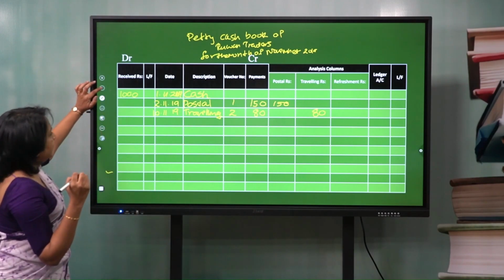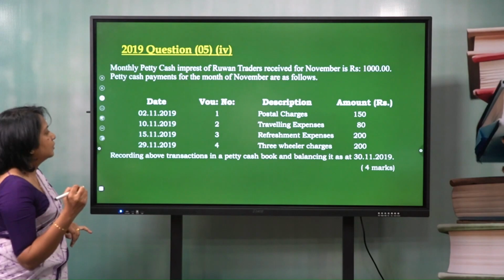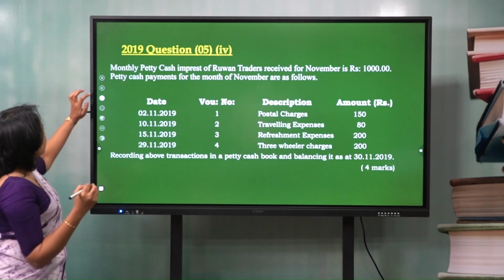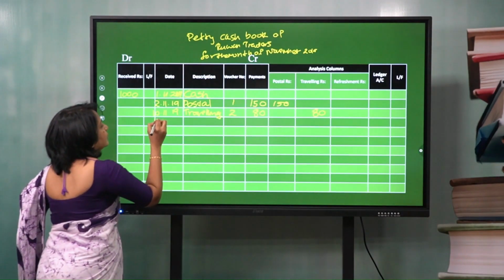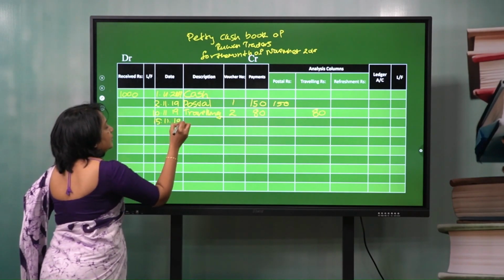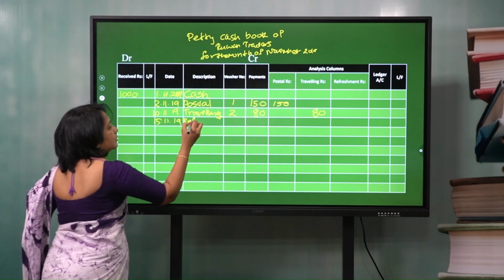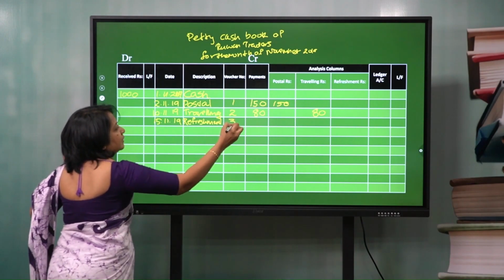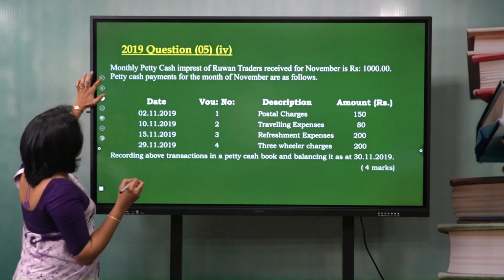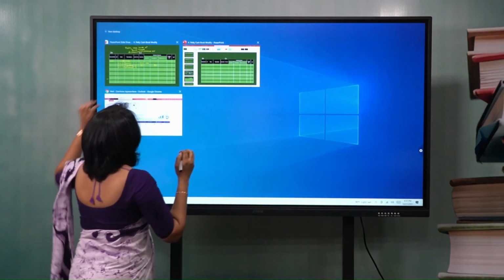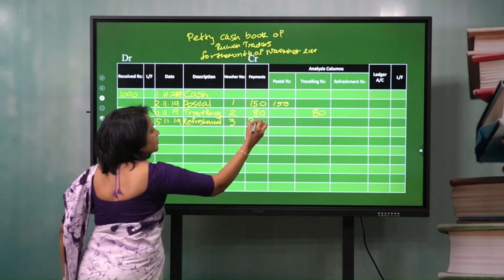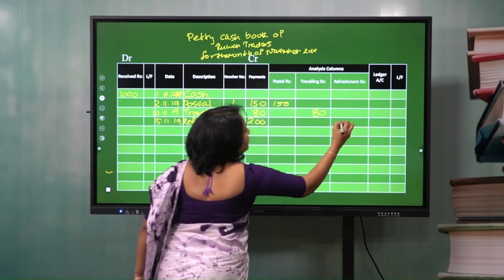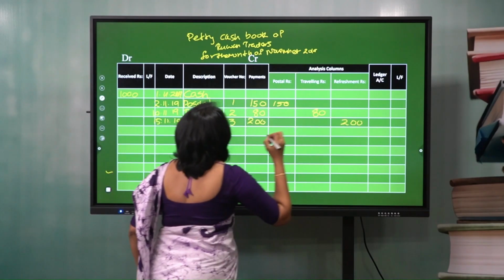We'll see the next one, which occurred on 15th of November 2019, and they have spent rupees 200 for refreshment. We will record that 15/11/19, and for refreshment the voucher number is 3, and they have spent rupees 200. So we have to write that 200 in the payments column, and we have to open another column as refreshment to record this. So that is rupees 200.